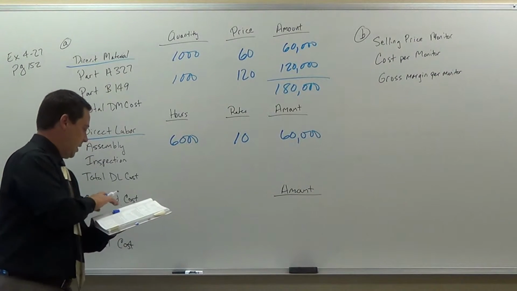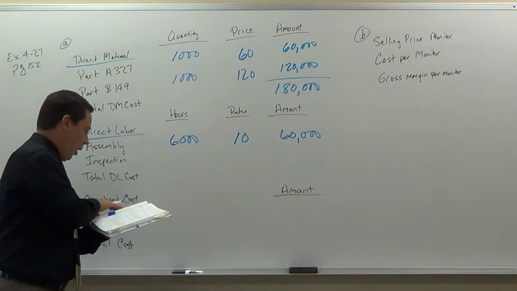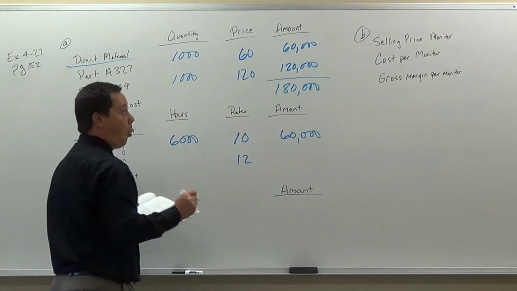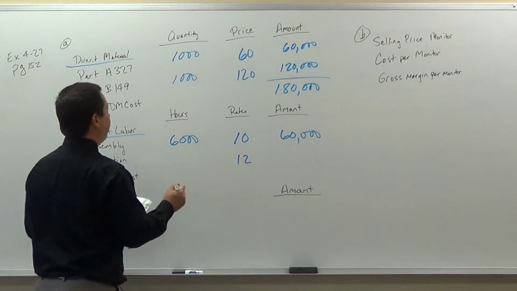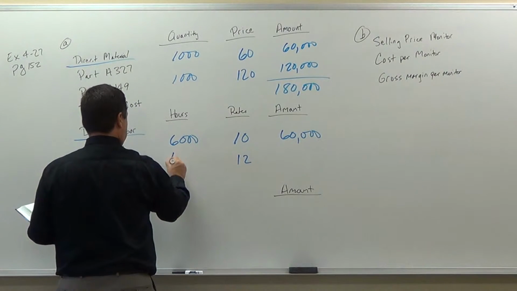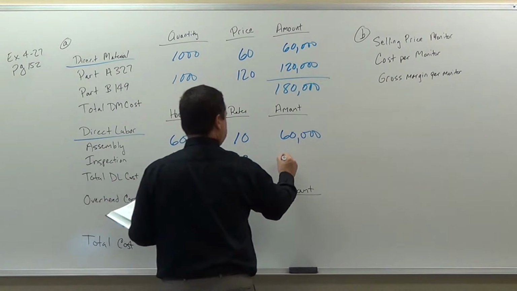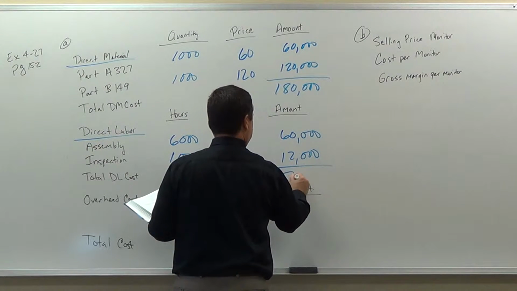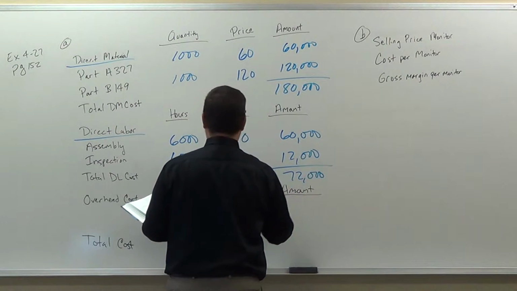Now my inspection, it says, is 1 hour per monitor at the rate of $12 per hour. So here are my rates, and it's 1 hour for each, so it's basically 1,000 hours. That gives me $12,000 if I multiply the 12 times 1,000. If I add those two together, it gives me 72,000.